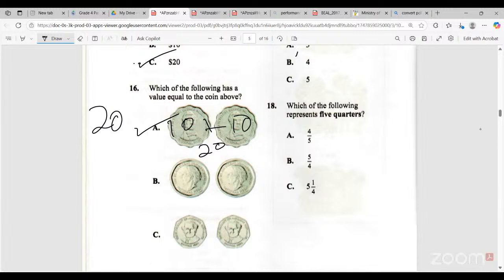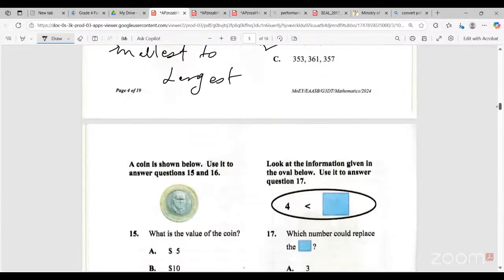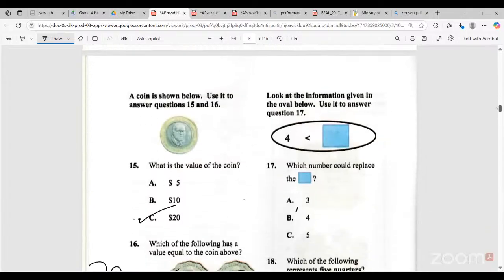Let's move on to number 17. All right, look at the information given in the oval below. Use it to answer question 17. 4 is less than a blank. Which number could replace the blue box to make that correct for number 17?